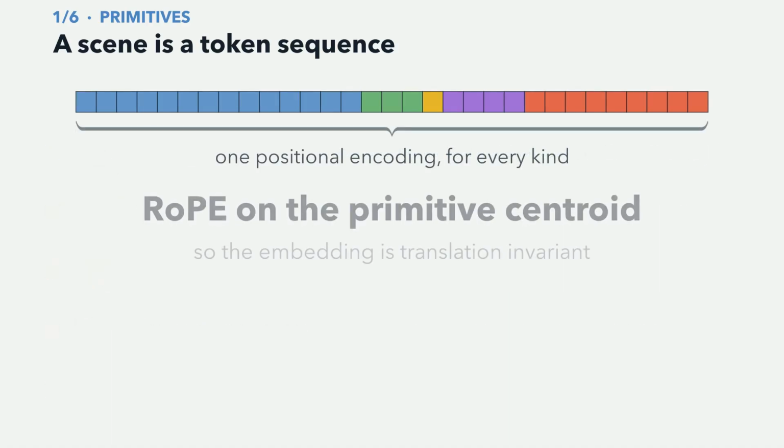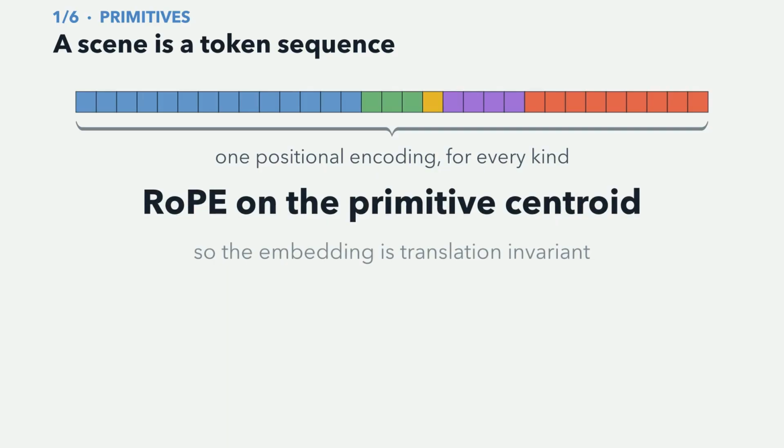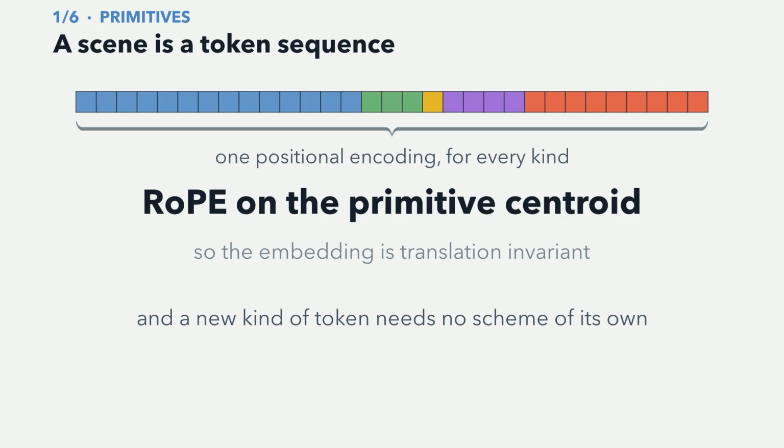Rotary positional encoding, applied to the primitive centroid rather than to its place in the sequence, ensures the embedding is translation invariant. This has the advantage that a new type of token does not need a specialized positional encoding.